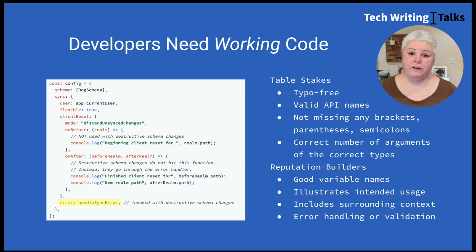The second category of items here, I've called reputation builders. They can help developers succeed faster with your product, but they can be a little more subjective. This includes things like good variable names. A lot of times, developers write code examples that include variable names like foo or string column that aren't really illustrative of how to use your product. The code example should illustrate your intended usage, ideally.